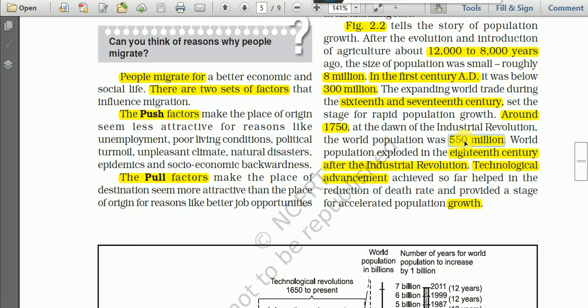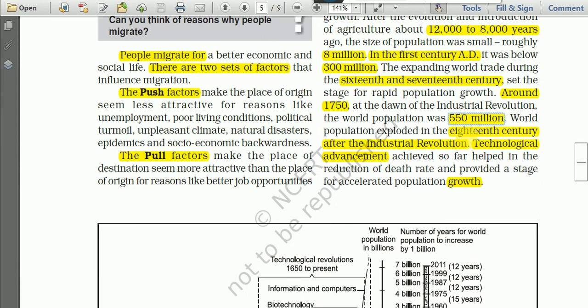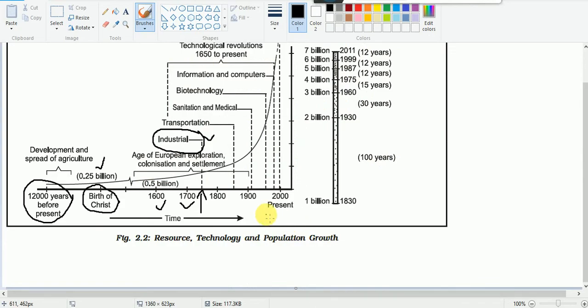At the beginning of the industrial revolution, the world population was 550 million, and the world population exploded in the 18th century after the industrial revolution. Just see the graph here. From this point onwards, there is a sudden rising of the graph.